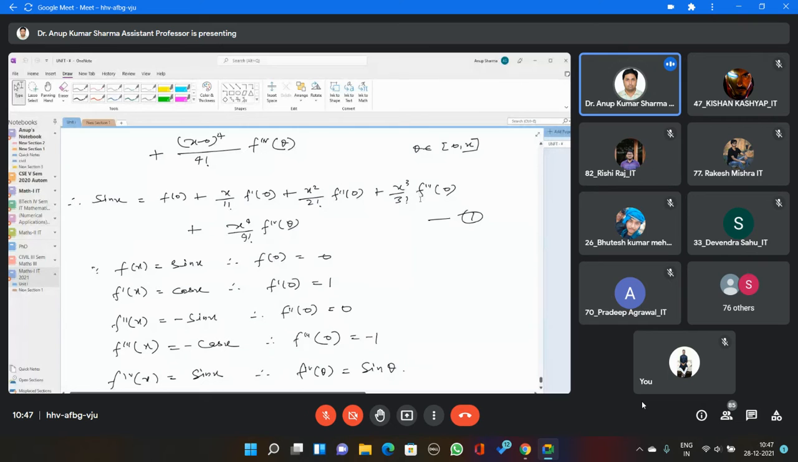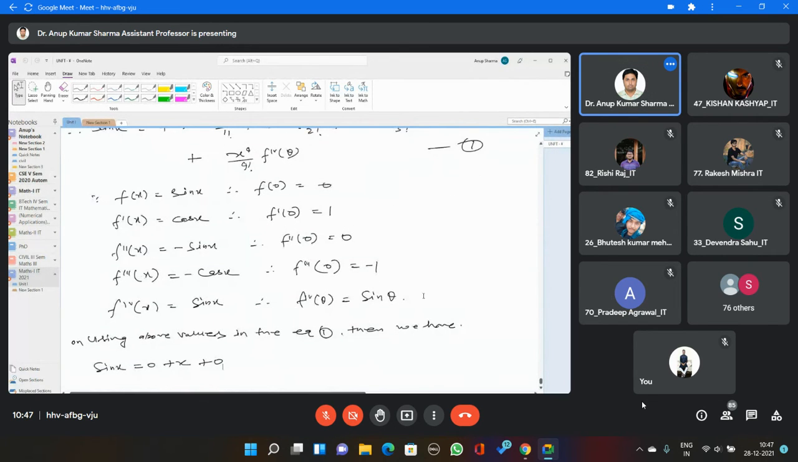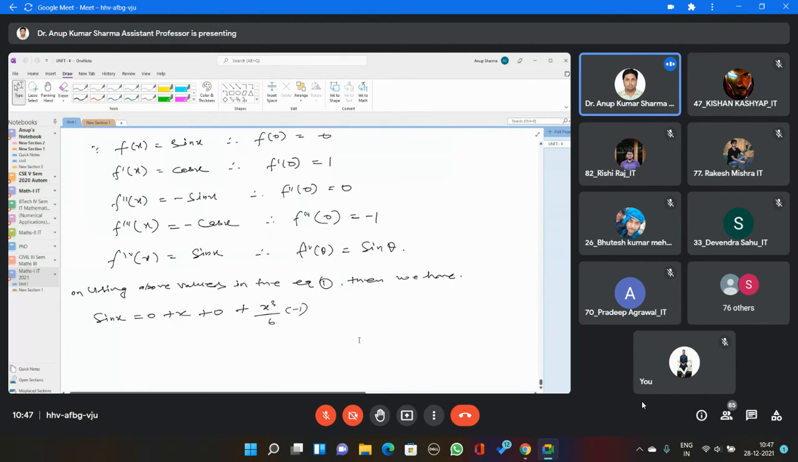And the third derivative is minus 1. So you write here x cube upon 6, and this is minus 1. And plus x power 4, and this is upon factorial 4, which is 24.